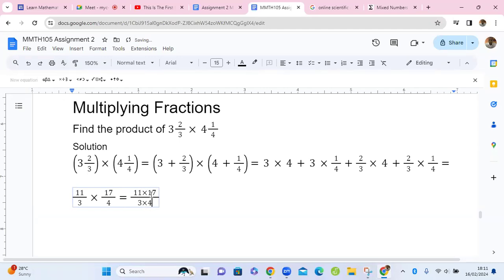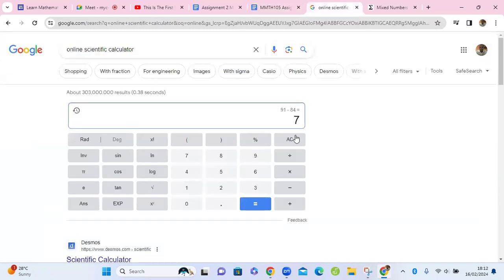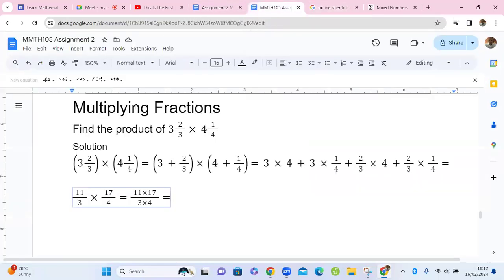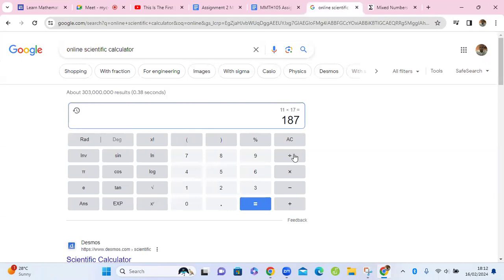So basically, 11 times 17, you can rapidly calculate 11 times 17. That gives us 187, divided by 4 times 3, which is 12. And you can convert now back to a mixed number. 12 into 187 gives us 15.